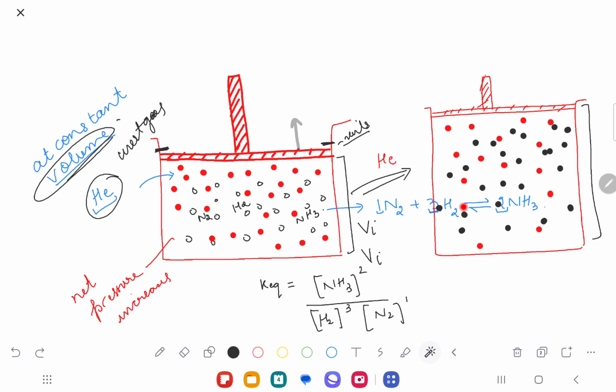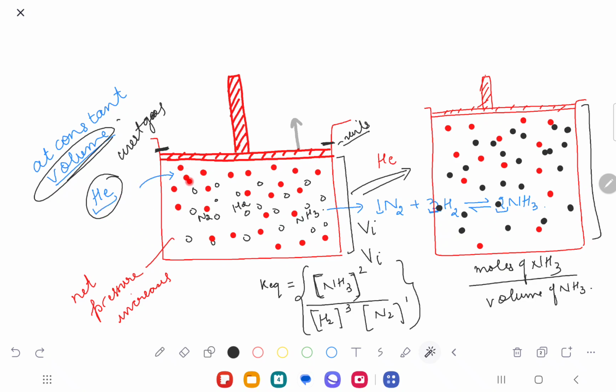And when we are writing product over reactant, what does that mean? Just tell me. It would mean that is how the concentrations would be. And what is square bracket ammonia? This square bracket ammonia means the moles of ammonia over the volume. And the volume is not changing at all.